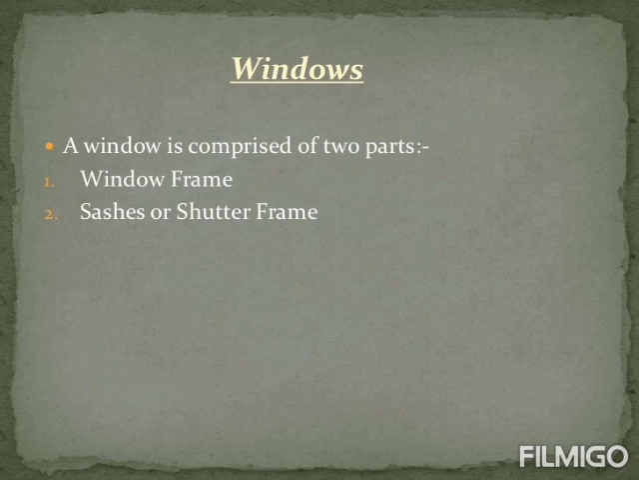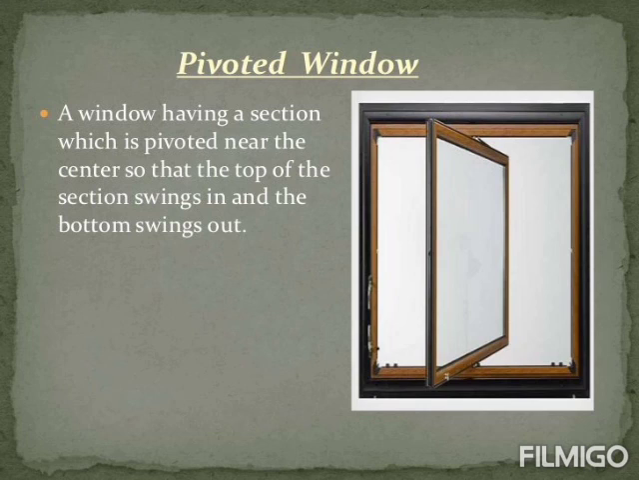Windows. A window is comprised of two parts, a window frame and sashes or shutter frame. Pivoted window. A window having a section which is pivoted near the center so that the top of the section swings in and the bottom swings out.